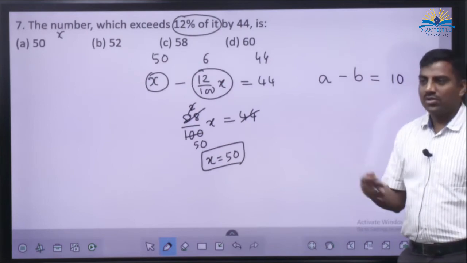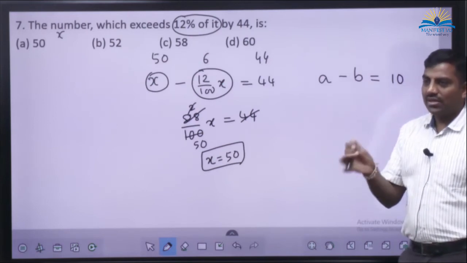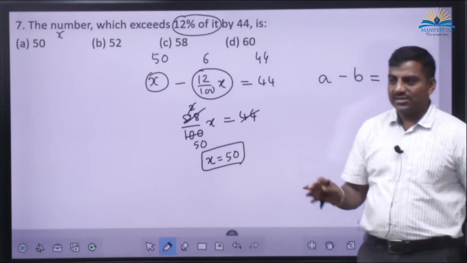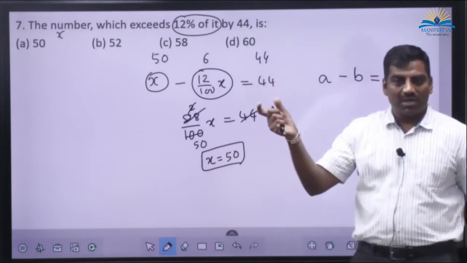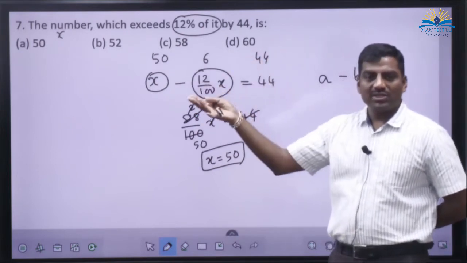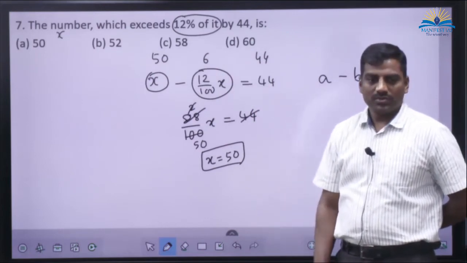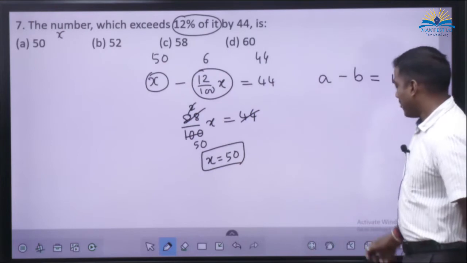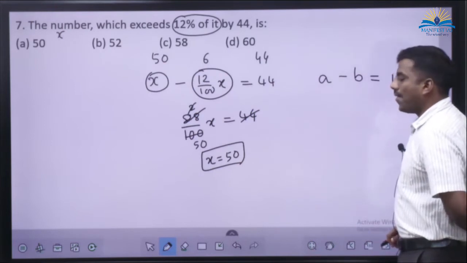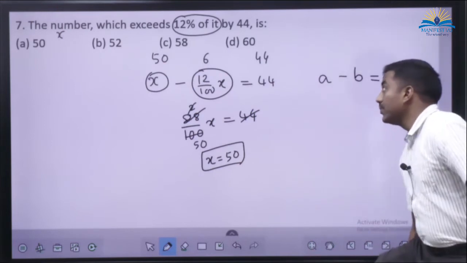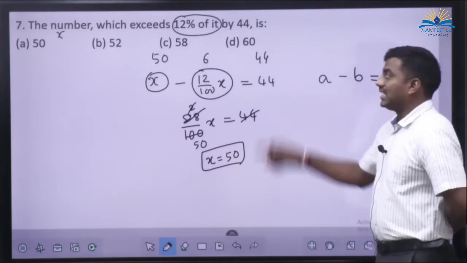So, that is how. Here one thing: something is exceeding means its difference with another number is 44. Another number is what? 12% of itself. Yes or no? Yes. X is equal to 50. And they are asking that number.